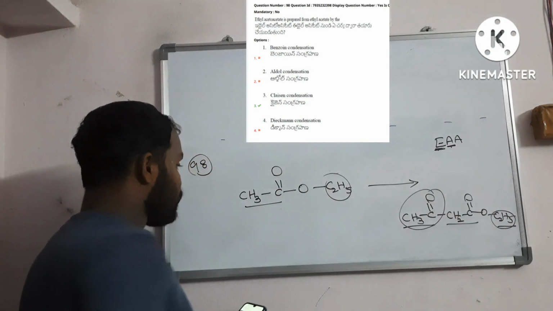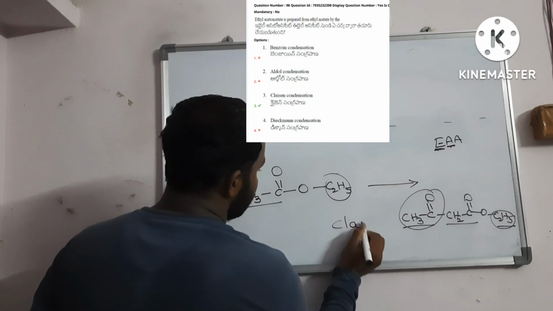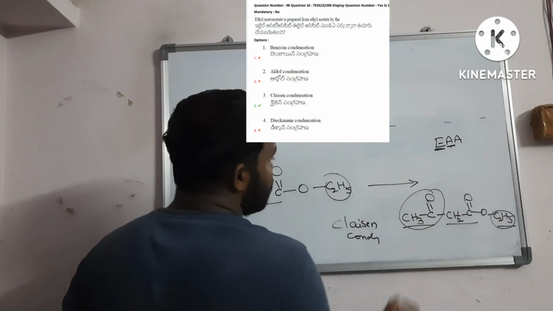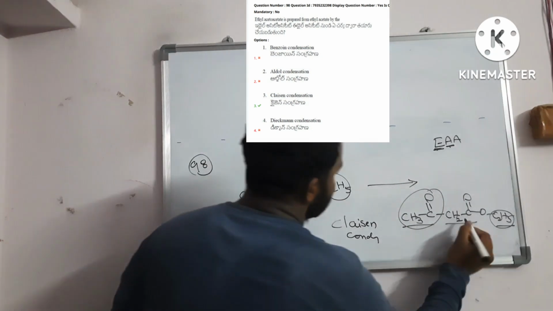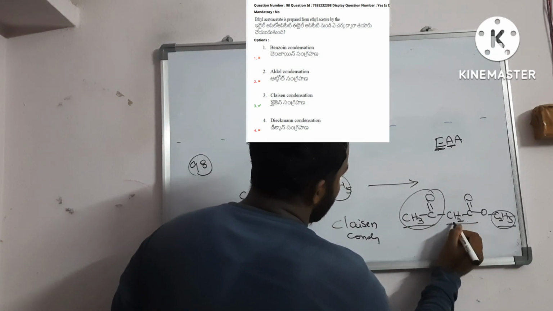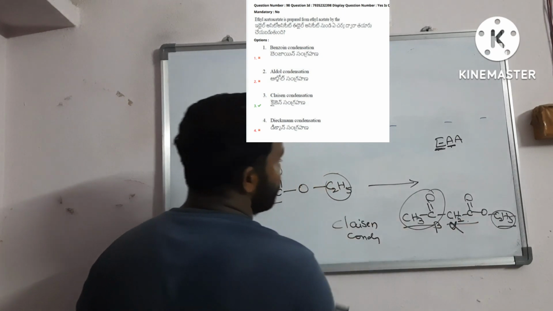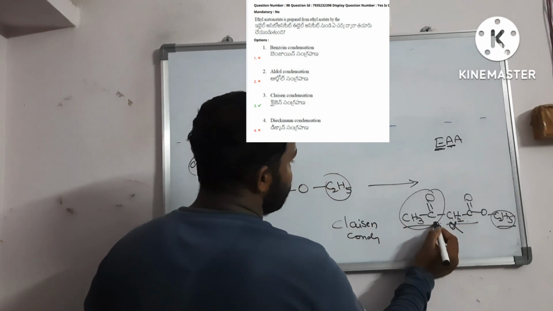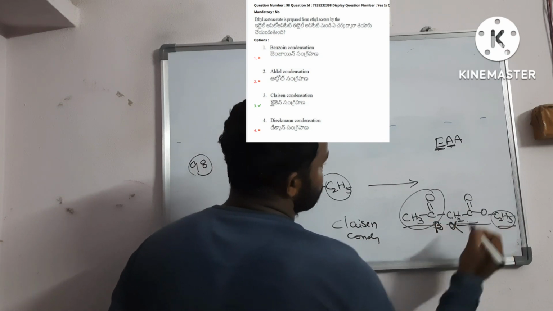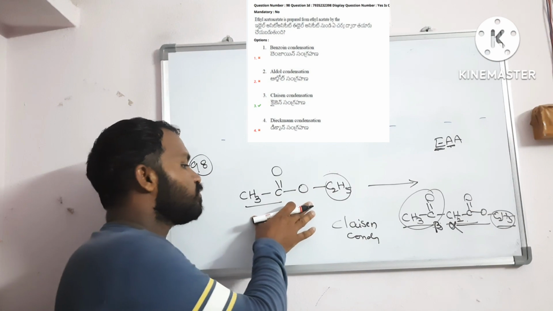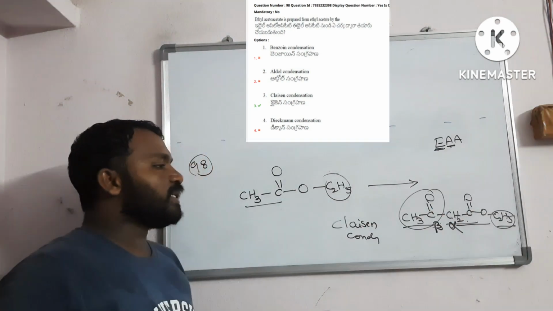So what is the reaction? Reaction is nothing but Claisen condensation. From Claisen condensation directly we can say what the product is. This is the alpha carbon, this is the beta carbon. So what is the product? Beta keto esters. This is the ester group. So the product is also a beta keto ester.